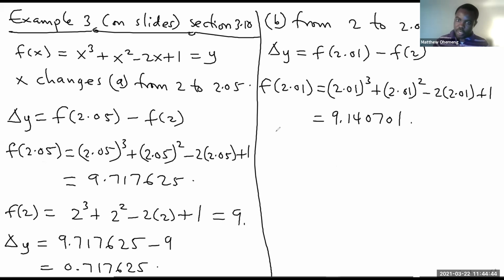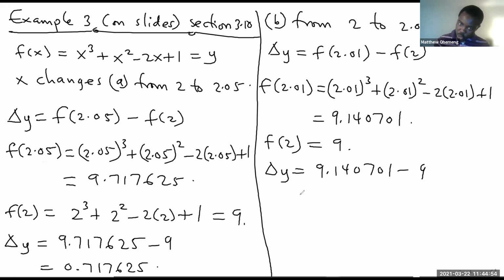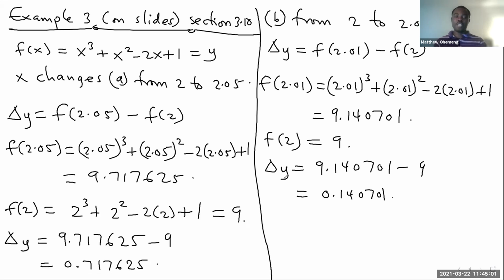The f of 2 is already done, we did that in the previous step. That one is 9. So the actual change is 9.140701 minus 9, which gives us 0.140701. This represents the actual change, but let's use the differentials to approximate it. Let's see if the differentials will be close to these values.